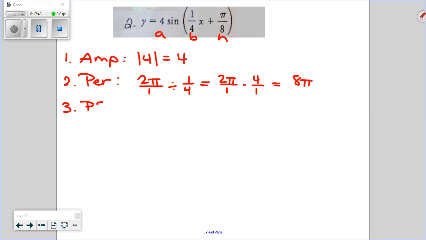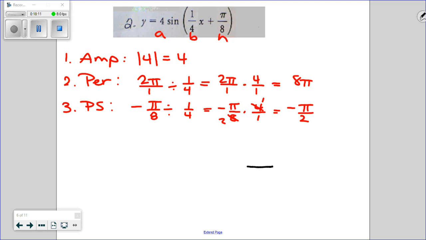And then our phase shift is going to be the opposite of h. So because h is positive, we're going to make it negative. So negative pi over 8 divided by b, which is 1/4. And then we'll multiply by the reciprocal. The 4 and the 8 are going to cross reduce, 1 and 2. Multiply straight across, and we're going to get negative pi over 2.